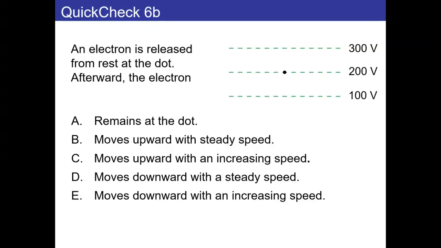So I have an electron. I put it here at the black dot. Okay, it's in the given contour map. Afterwards, what happens to the electron? Again, I drop the electron right here, and now I let it go. What happens? Does it remain at the dot? Does it move upward with steady speed, downward with increasing speed, or sorry, upward with increasing speed, downward with steady speed, or downward with increasing speed? What do you think is going to happen here?